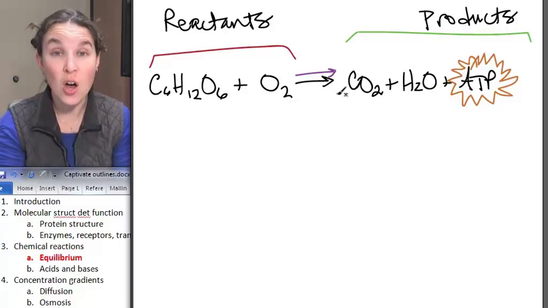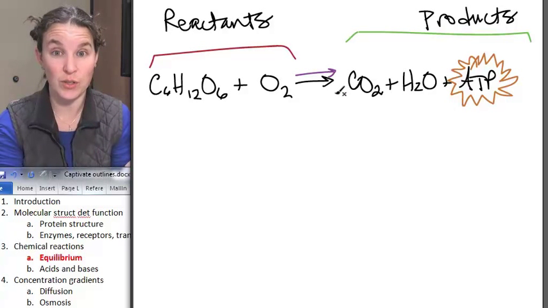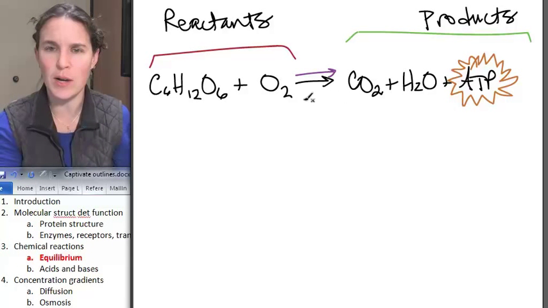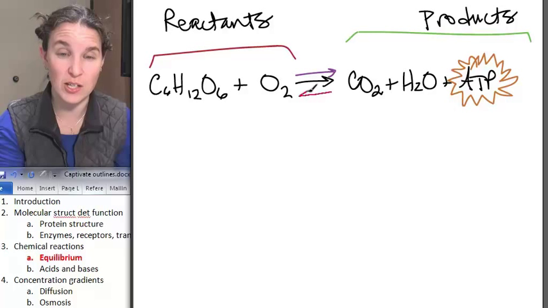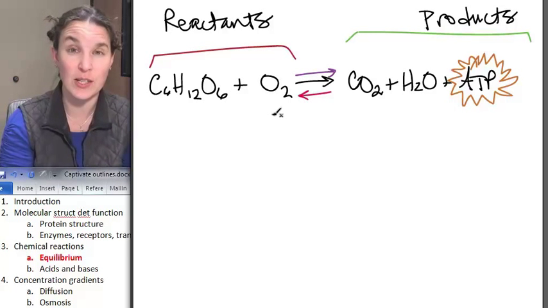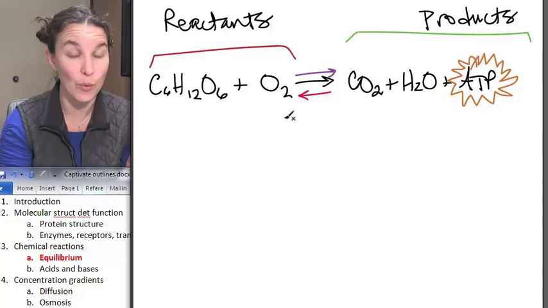Now, they can also go backwards. Really? Now look at this. I'm going to make my chemical reaction go this direction. So the red arrow is indicating a different direction that this chemical reaction can go.